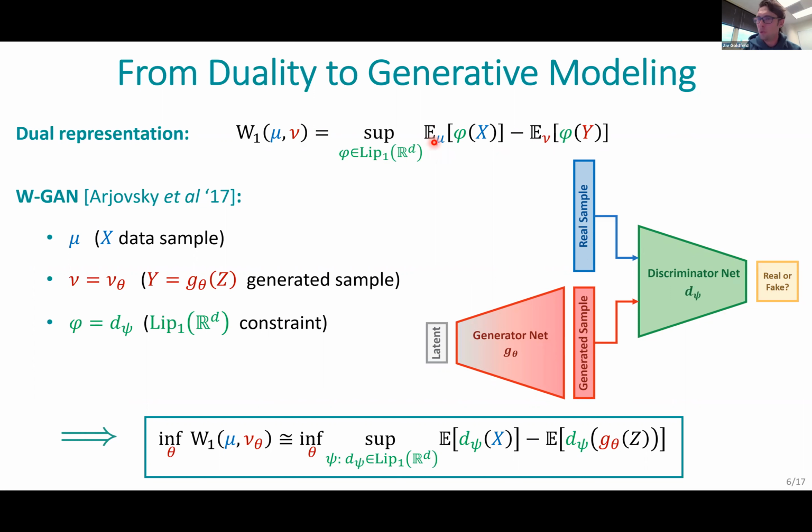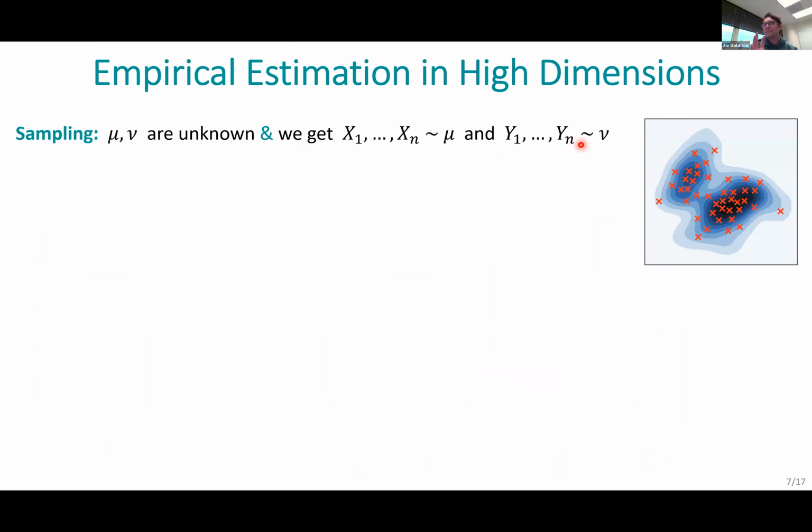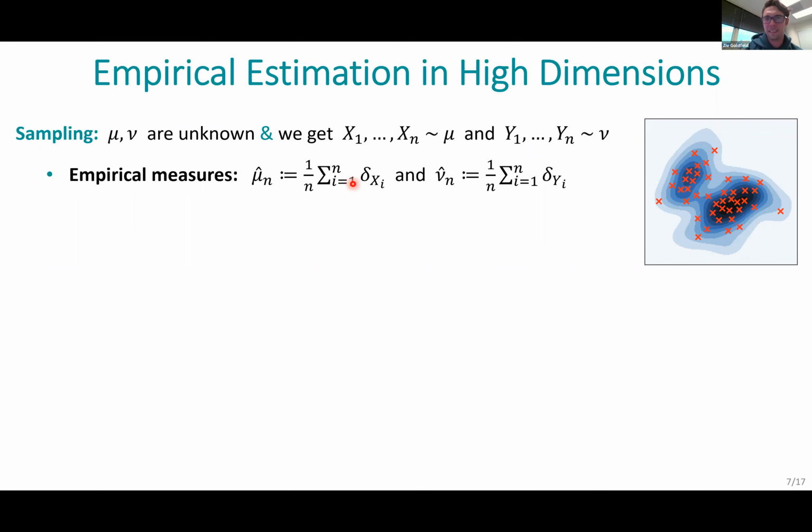We don't really know mu and nu, right? We don't have the actual population distributions. We only get samples from them, which necessitates estimating optimal transport distances. And perhaps the simplest approach here would be to first estimate my two distributions, for example, using these empirical measures that I have over here, and then plug those into W_p in order to arrive at this empirical proxy, right?